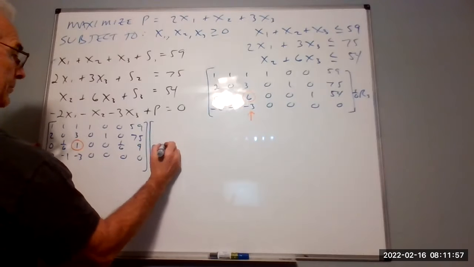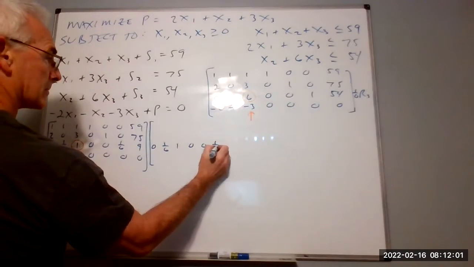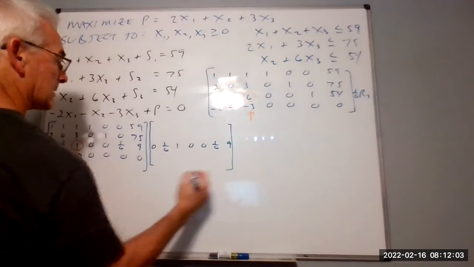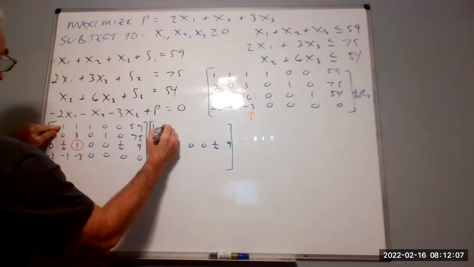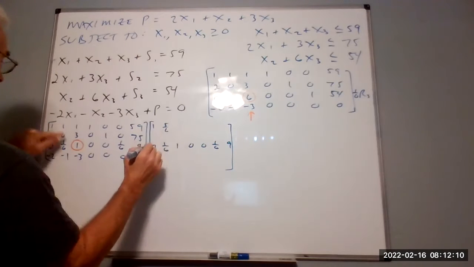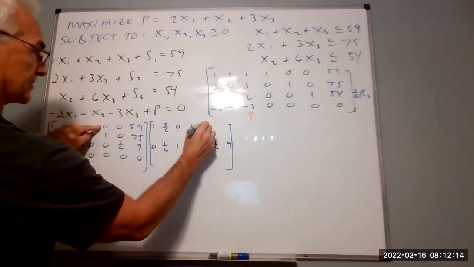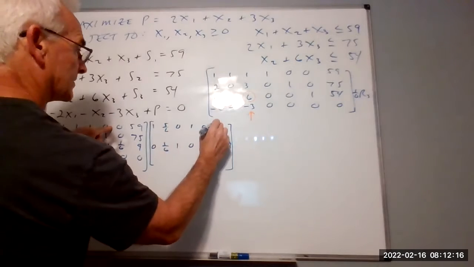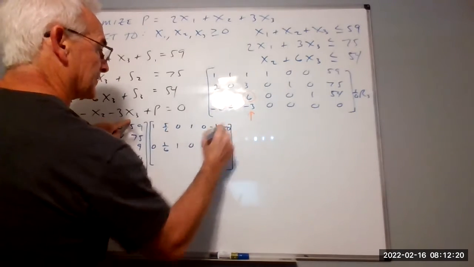Okay, let me rewrite row 3 first. So negative row 3 plus row 1, so 1, 5, 6, 0, 1, 0, negative 1/6, and negative row 3 plus row 1, that would make that 50.